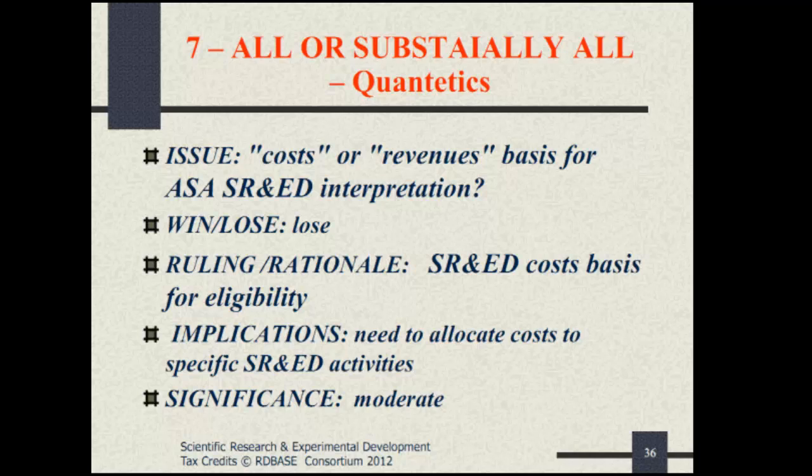But these guys didn't make the right argument. My rule of thumb is 85% or above, and I get a little more aggressive there. But at 80%, it's borderline. They could have won, could have lost. They just probably didn't make the right arguments. All or substantially all is the opportunity, though.